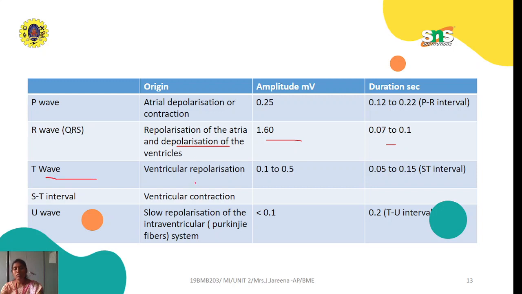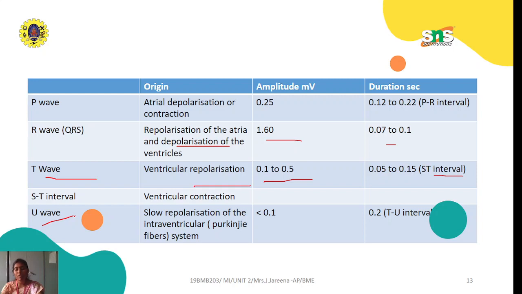And the T wave is the ventricular repolarization, that is the relaxing of the ventricular muscles. It has a waveform with an amplitude of 0.1 to 0.5 millivolt and a duration of 0.05 to 0.15, that is the ST interval. Okay, so the interval is representing the ventricular contraction duration. And the U wave: this wave will not be seen in all types of ECG waveforms.